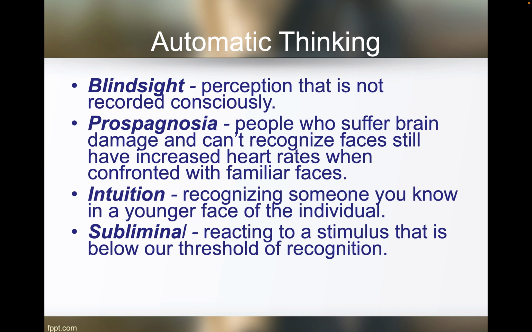Other automatic thinking that we have is blindsight, perception that is not recorded consciously, and prosopagnosia, people who suffer brain damage and can't recognize faces. They will still have increased heart rates when they are confronted with a familiar face, and that's known as prosopagnosia. Intuition, recognizing someone you know in a younger face of the individual. And then there's subliminal automatic thinking, reacting to a stimulus that is below our threshold of recognition.